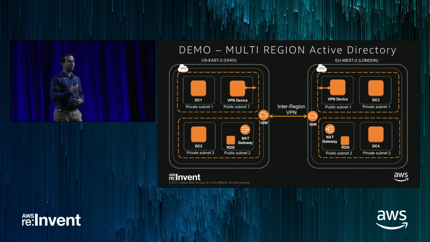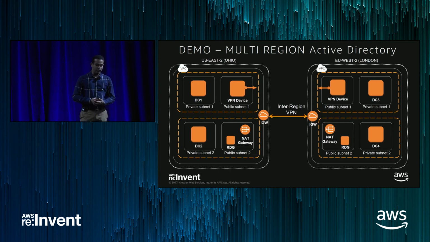Again, we want to split things between availability zones. So if you look at each of the regions, we have 2 private subnets and we have 2 public subnets, right? And each of the subnets is in a different availability zone. We basically placed 4 DCs. We split them between the regions. So this is one Active Directory forest/domain that's spanning multi-region. We also have a VPN device in either of the regions and the public subnet. So for the purpose of the demo, we chose to just set up a VPN between 2 regions. Again, you have a lot of choice when it comes to that.